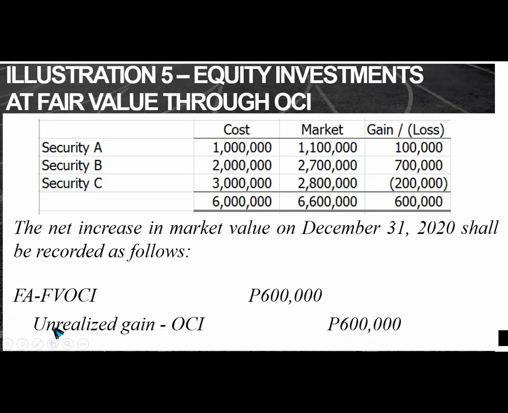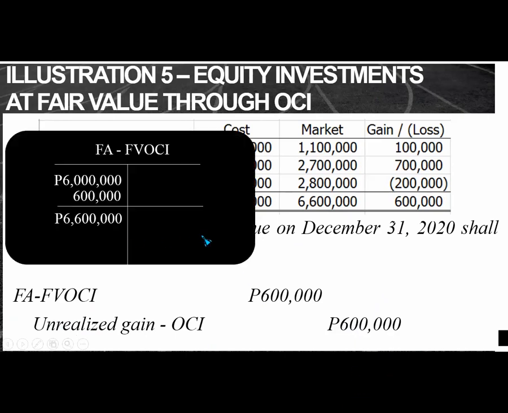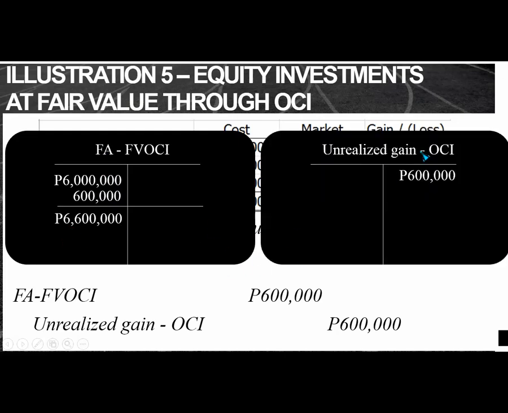So again, this unrealized gain here is cumulative. It's not a temporary or nominal account, but rather a permanent or real account, which will accumulate over the next accounting period. So this is our T account. We now have a balance of 6.6 million. Then our unrealized gain OCI has a credit of 600,000.